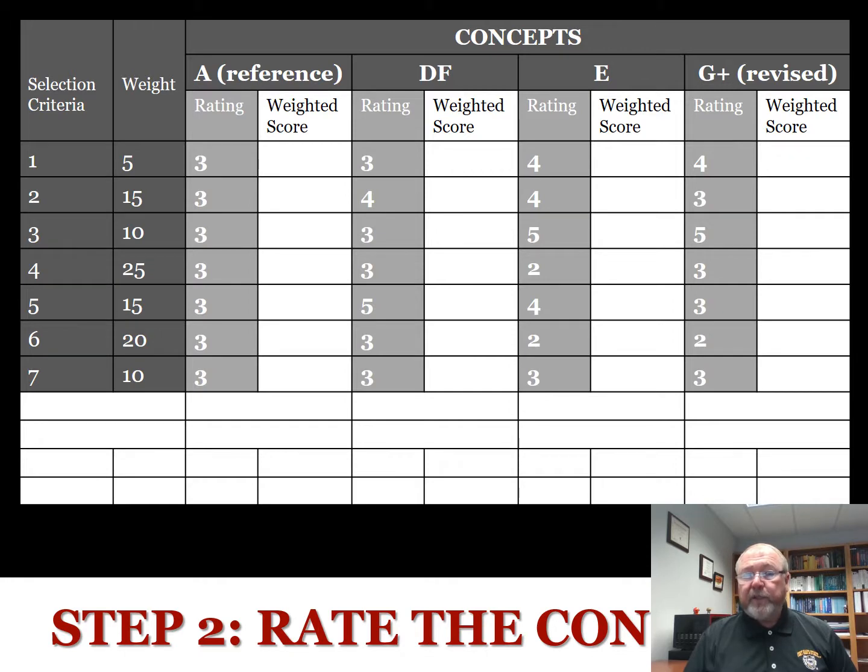So if I'm looking without going any further, I'd say D and A, they look pretty similar. E and A look pretty similar. DF looks a little better so far. How about G+, revised? It's better on criteria 1, who cares? It's much better on criteria 3, who cares? It's similar on criteria 4, 5, worse on 6, similar on 7. So how do these compare overall?